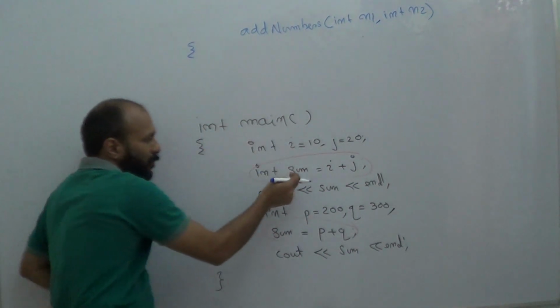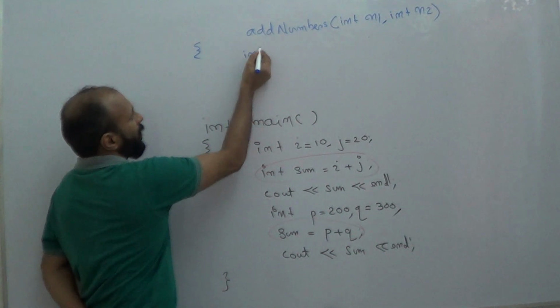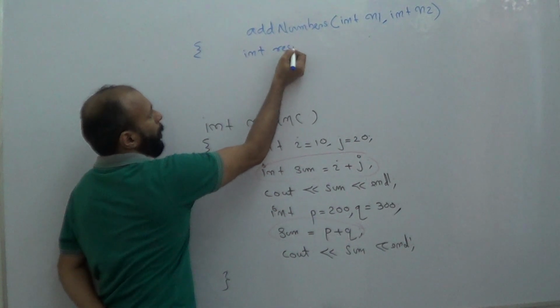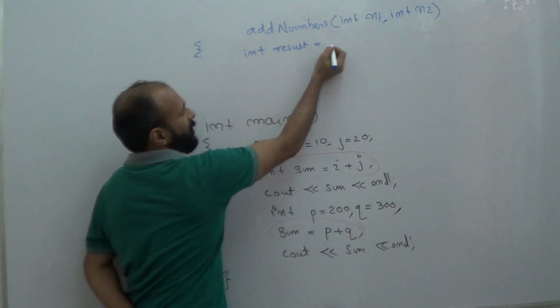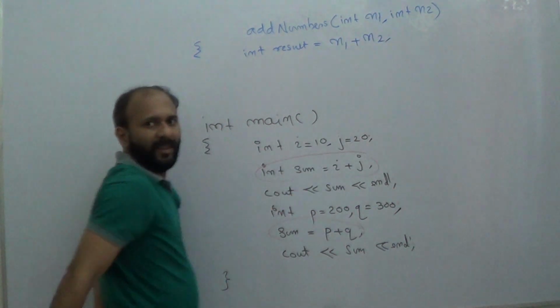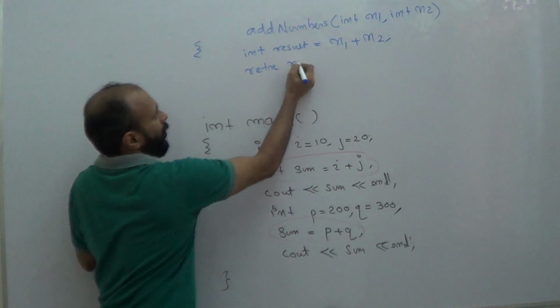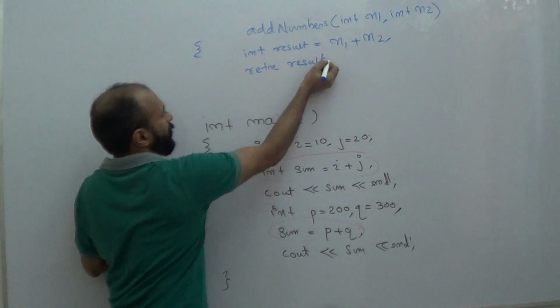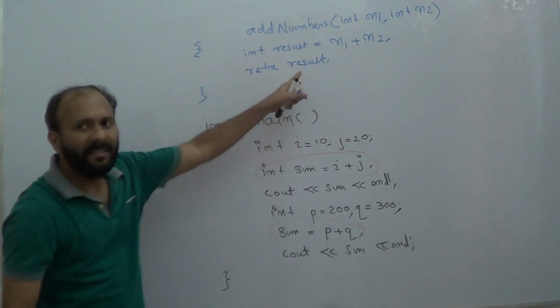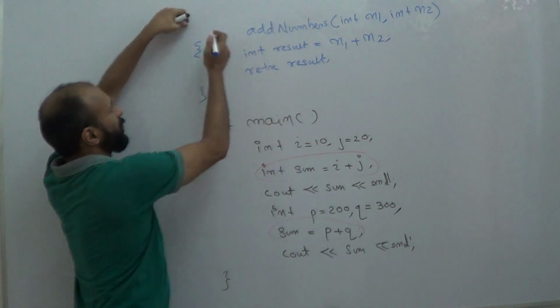Inside this function, I am going to perform this operation. Here I am writing int result, which is equal to n1 plus n2. Here I am writing return result. Since this result is of the type integer, I am collecting this in an integer.